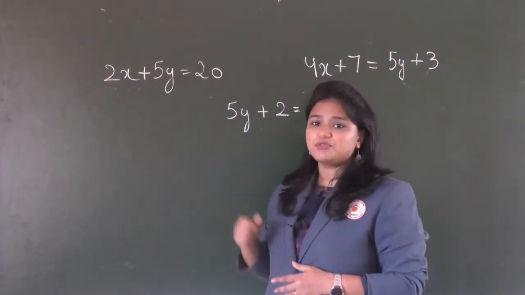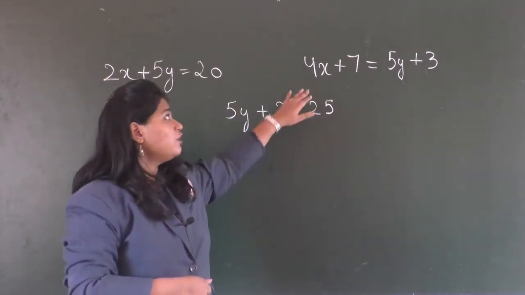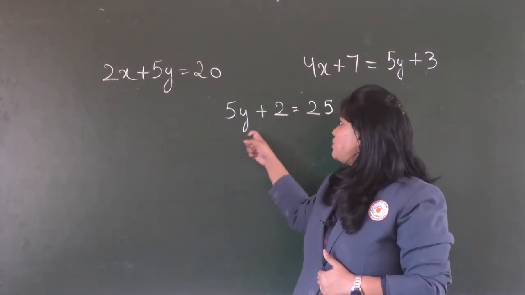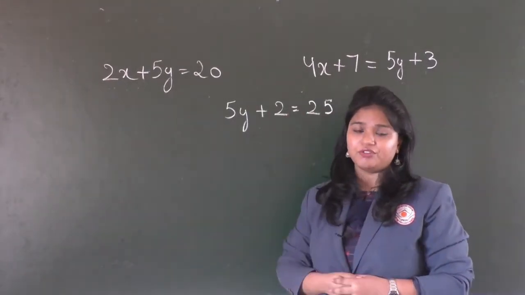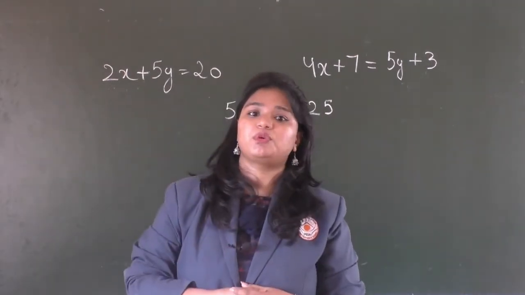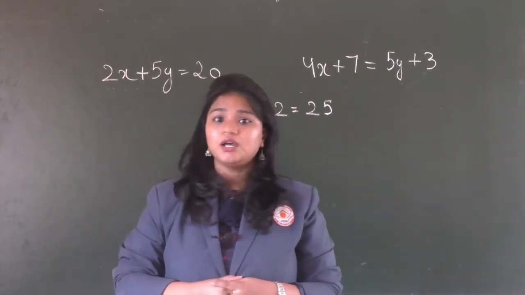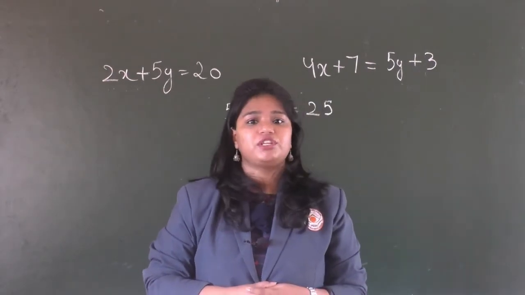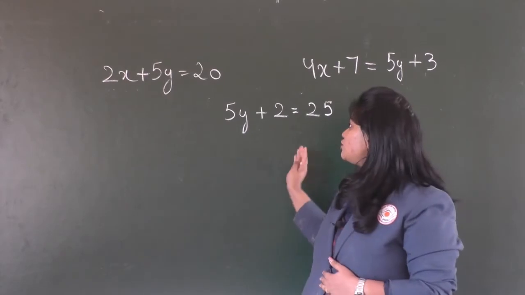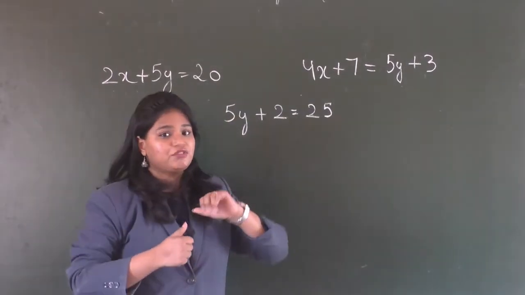So here are few examples for an equation like 2x plus 5y equals to 20, 4x plus 7 equals to 5y plus 3 and 5y plus 2 equals to 25. An equation is an equality which means that both parts of an equation are equal to each other. Now did you notice I mentioned the word parts. Now what are the parts of an equation? An equation has 2 parts. The first part is towards the left of the equal to sign and the second part is towards the right of the equal to sign.